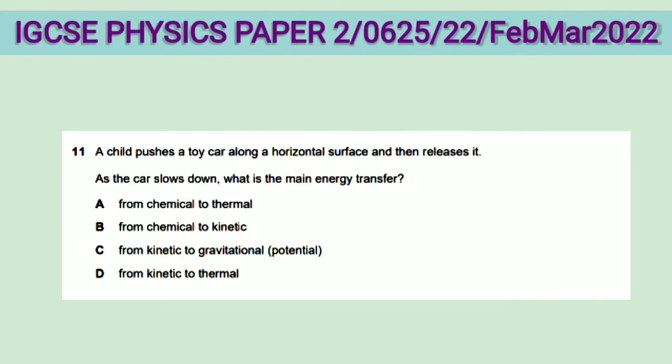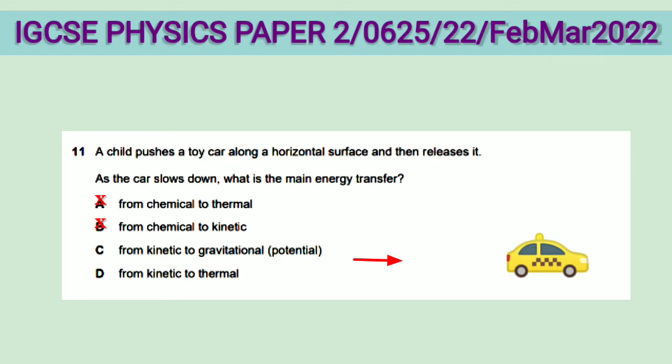Our next question, question 11. A child pushes a toy car along a horizontal surface and then releases it. As the car slows down, what is the main energy transfer? As the car is moving, it will have kinetic energy. So we have to select the correct option from C and D. A and B will be incorrect options.